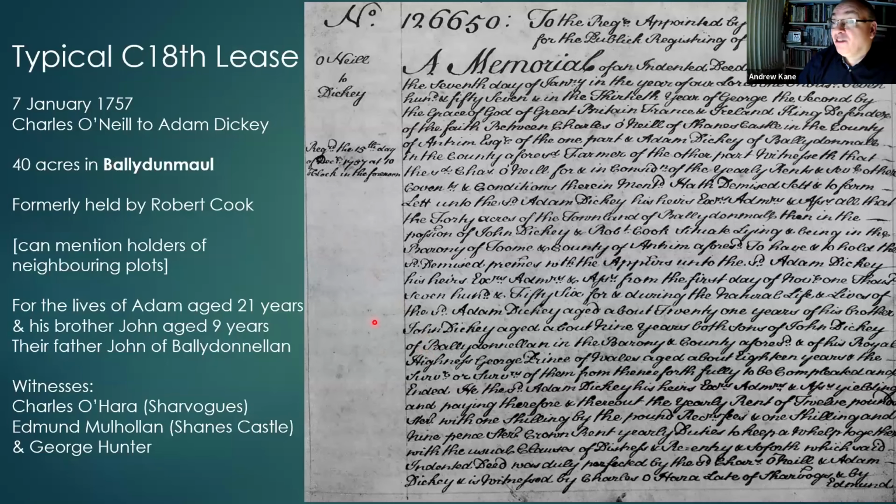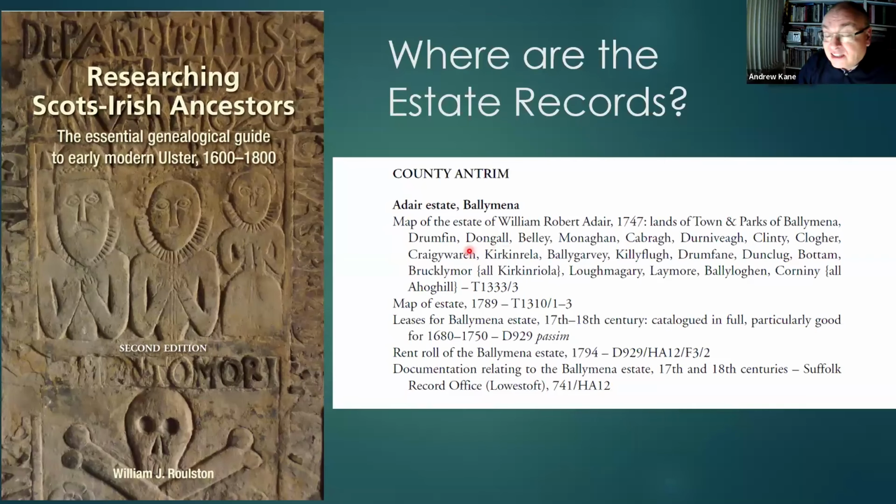This is the kind of thing you will get from one of those leases in the Registry of Deeds: former owners, names and the ages of children for lease for lives, witnesses and addresses, all sorts of useful stuff. Again, I'm moving quite fast here because we've got past 5 o'clock.